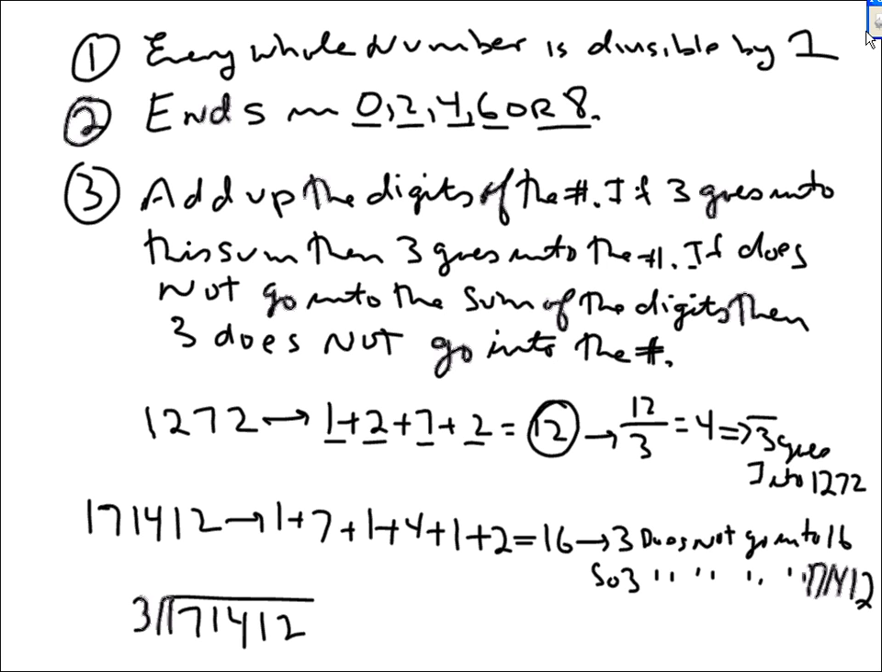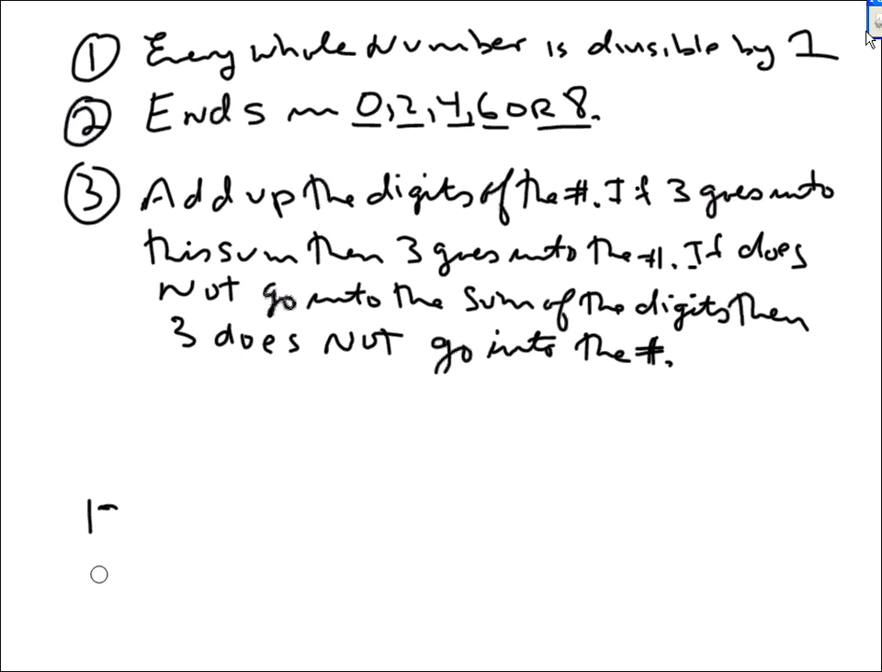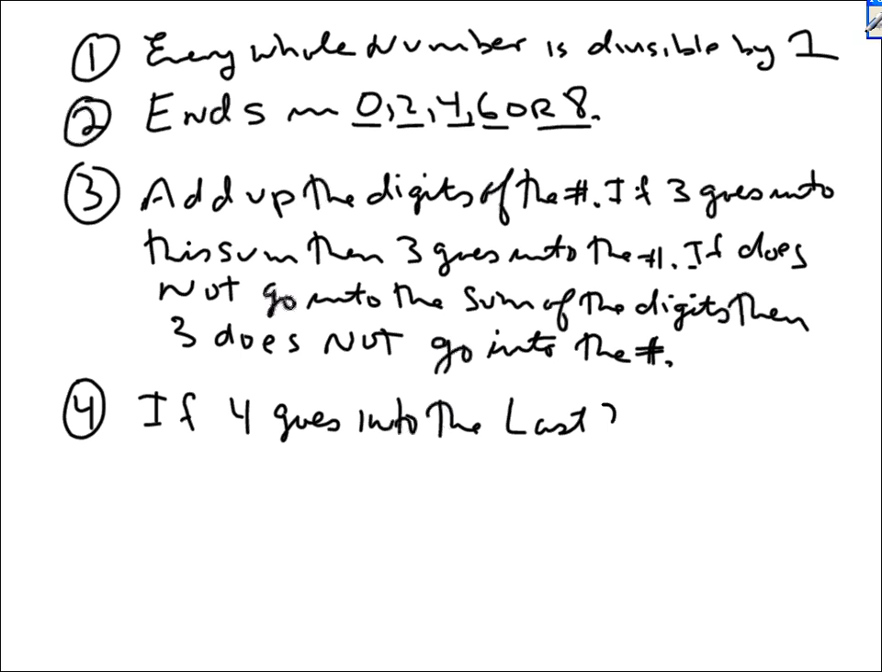Add up the digits, and if 3 goes into the sum, you want to know if 3 goes into a number. Take that number, add up the digits. If 3 goes into the sum of the digits, then 3 goes into the number. If 3 does not go into the sum of the digits, then 3 does not go into the number. The rule for 4 is a little bit easier. A number is divisible by 4 if 4 goes into the last 2 digits.